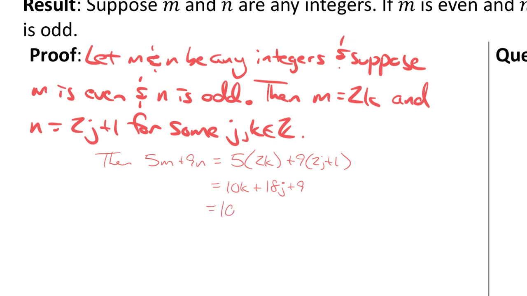So in the next step, we'll say this is 10k plus 18j, let's make this plus 8 plus 1. And now notice that everything has an even factor. So we can factor a 2 from that. So this is equal to 2 times (5k plus 9j plus 4) plus 1. And now we're going to write a little bit of an abbreviated version of what we did before. What did we just do? We showed that 5m plus 9n was 2 times some integer plus 1. So we're going to write a little concluding sentence. We showed it was odd.